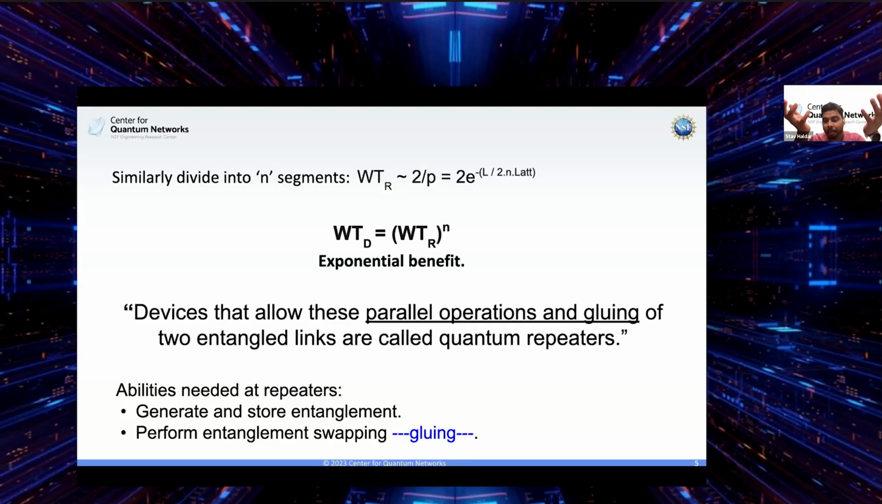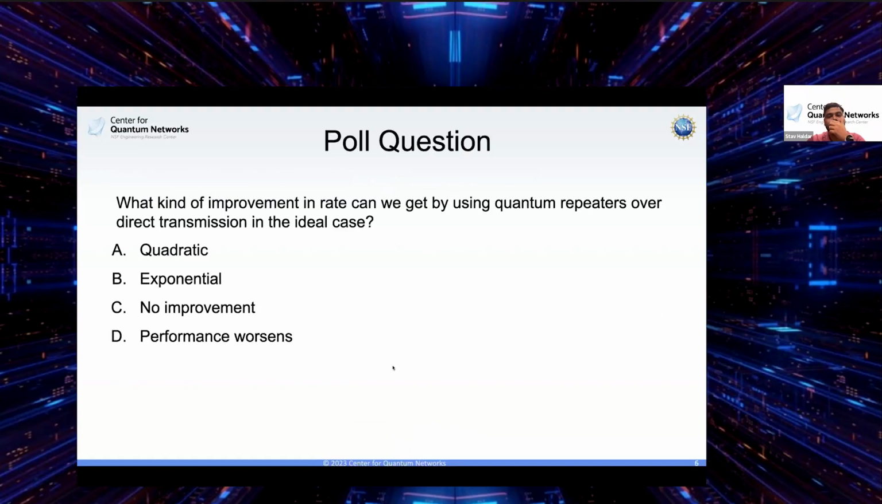And this is where a quantum repeater comes in. What a quantum repeater allows you to do is to generate these links in parallel, or to do all of these operations in parallel. And once you have that, it also allows you to glue these smaller entangled links together to get an end-to-end entangled state. And this is roughly the motivation for why one would want to use quantum repeaters.